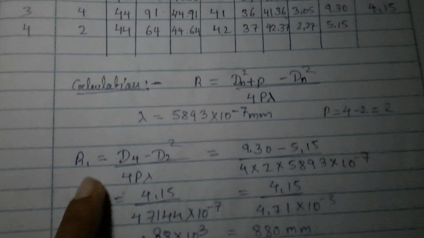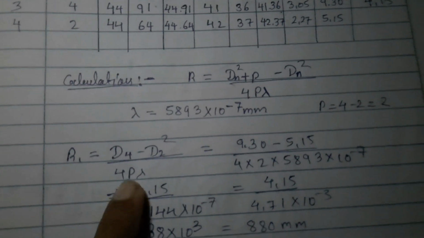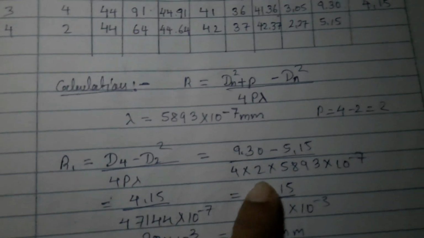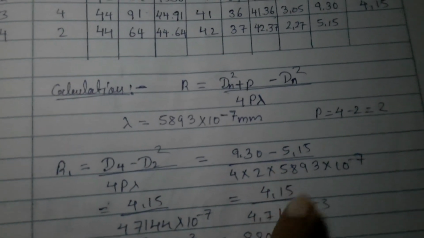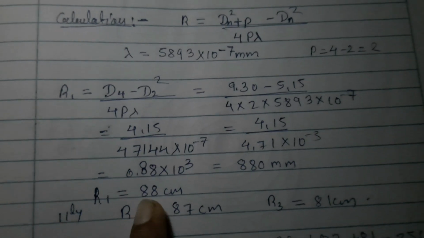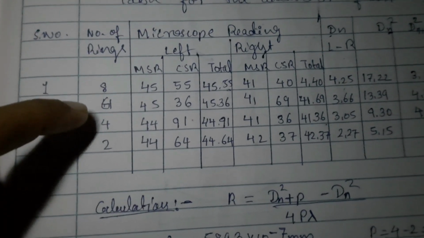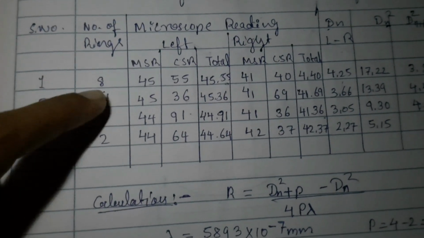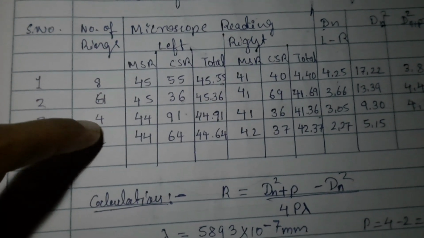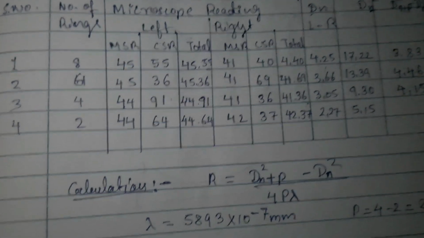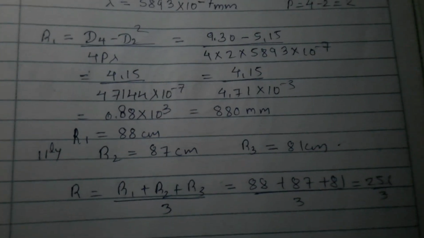So first we have to calculate R1: D4 square minus D2 square divided by 4p lambda. So p is equal to 2 here. Then calculate R1, 88 centimeter. Like that you should calculate R2 and R3. R2 you can calculate by putting the value of p equal to 2 again, that is 6 minus 4. Okay, and similarly 8 minus 6. Like that you have to do and calculate.